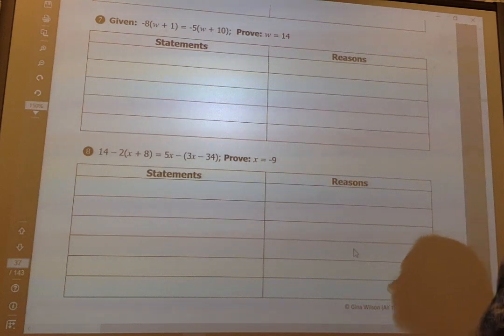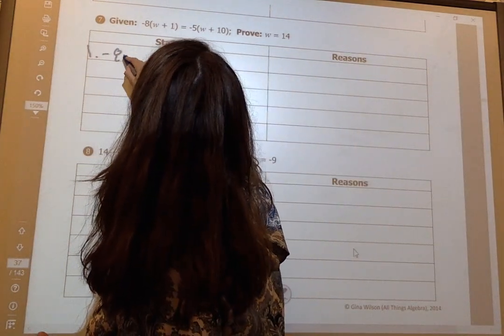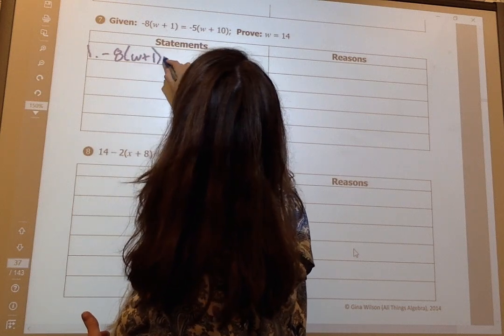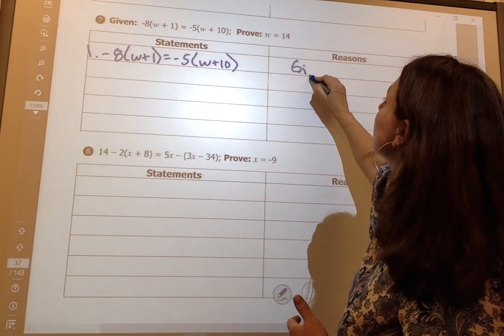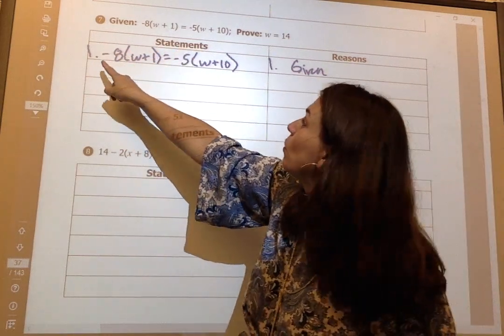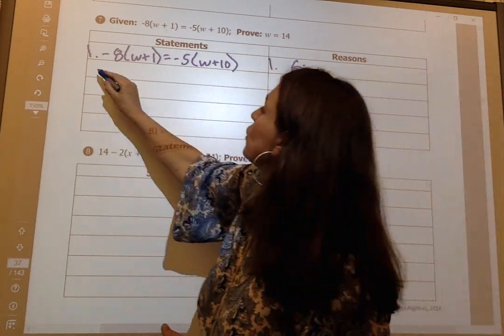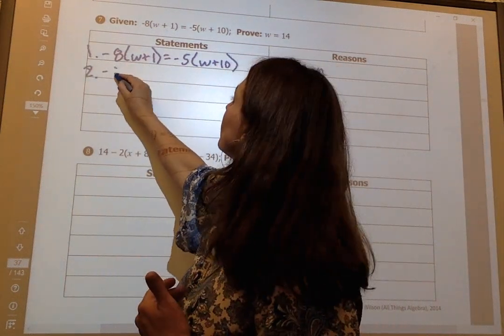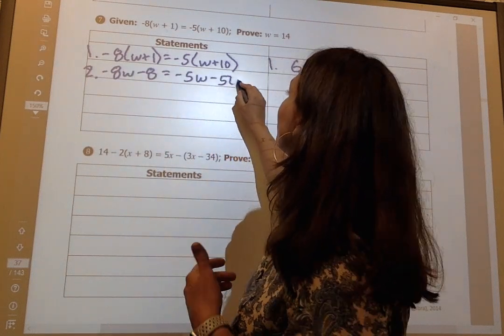All right, so now we have to write the statements and the proof. So statement 1 is negative 8 times W plus 1 equals negative 5 times W plus 10. And the reason is my given statement. So notice I put 1 in both sides. So 1 is the first statement and then my given statement. Step 2 is I'm going to distribute. So negative 8W minus 8 equals negative 5W minus 50.